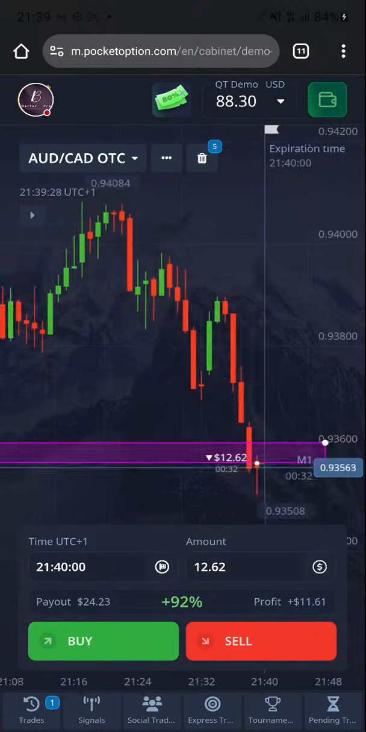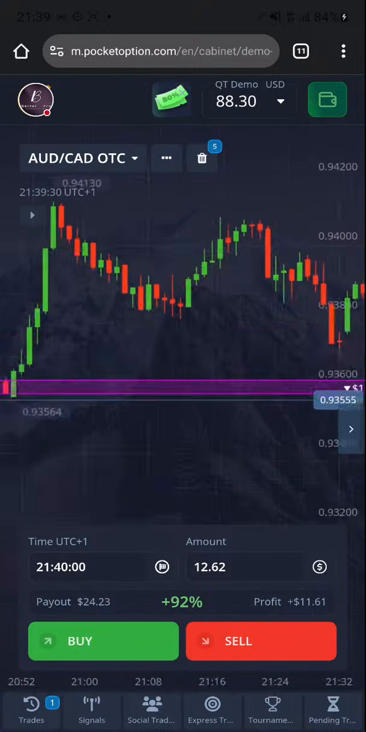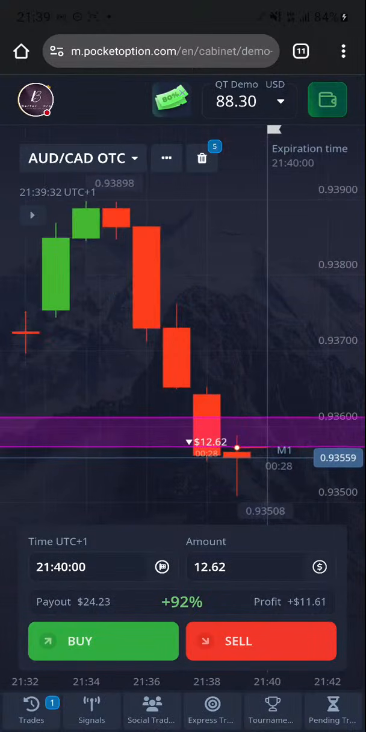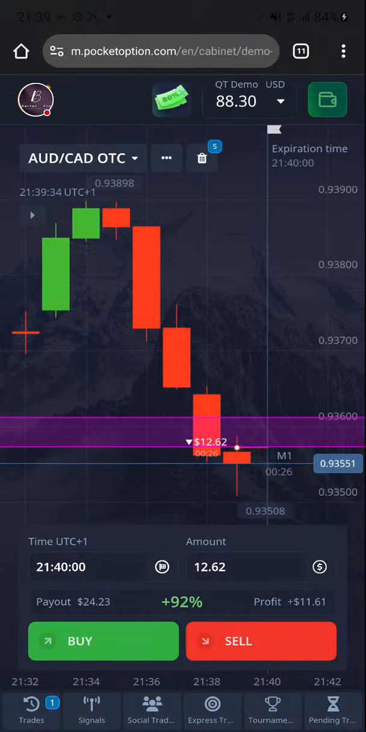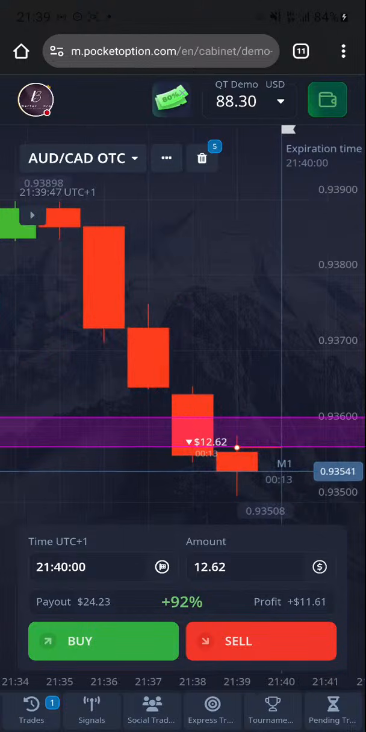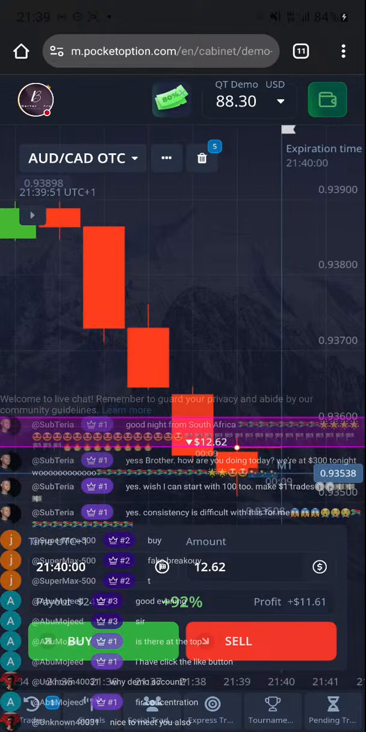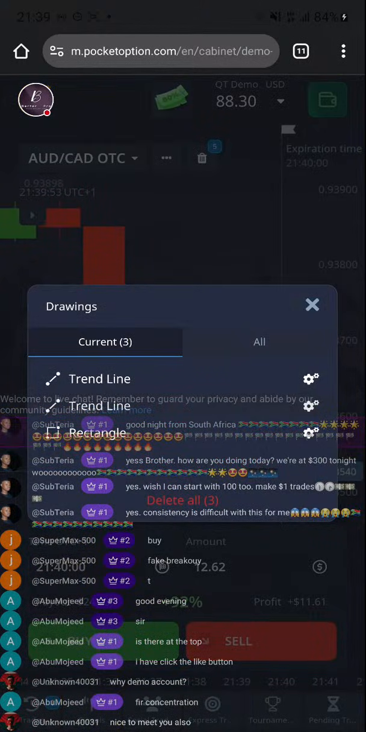I'm expecting that push to the downside. I'm expecting them to break this level. We have a gap up in favor of the sellers, and we have a strong break of a demand. So even though the buyers want to come in, I have a feeling that the sellers will overtake the market, especially because of the gap up.